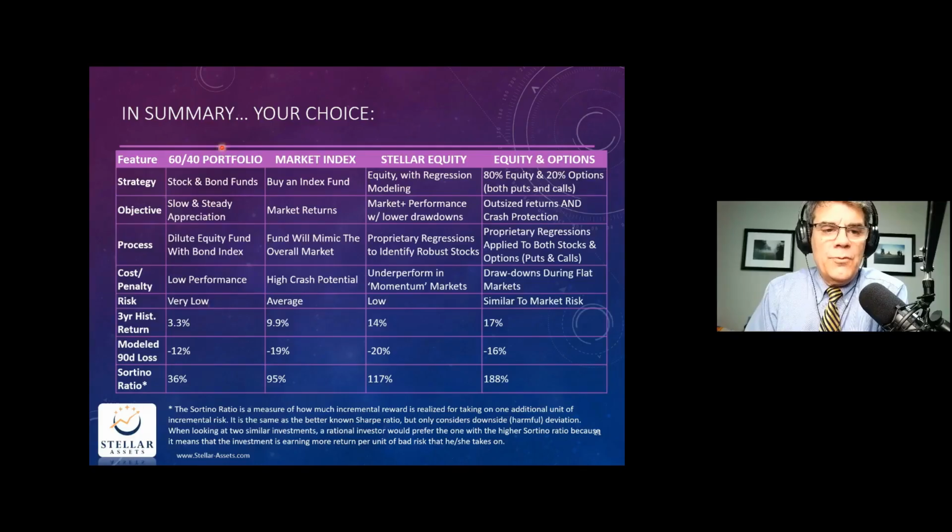And so for these 4 options, 36%, 95% for the market, so close to 100%. It's about where you'd expect it. Stellar clients were at 117% modeled based on the last 3 years of data. And equity plus option clients at 188%, which is outstanding.